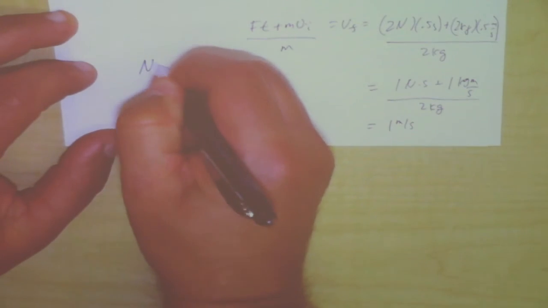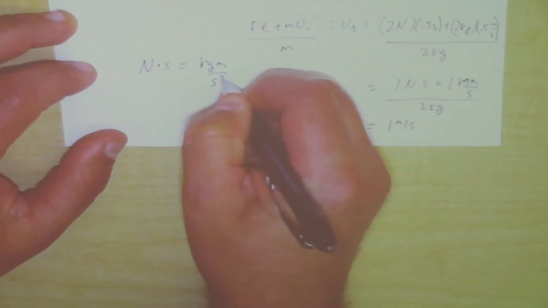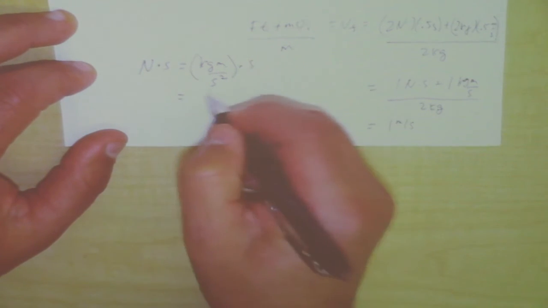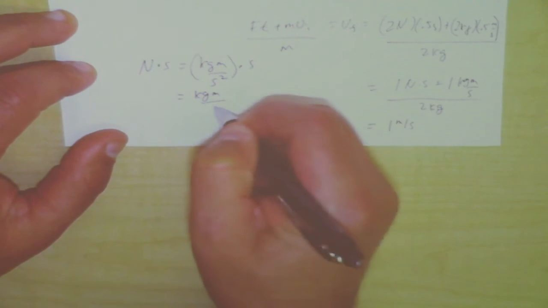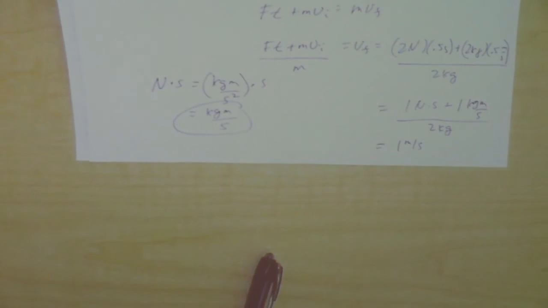So why is a Newton second the same thing? Newton times second. A Newton is a kilogram meter per second squared. That's the Newton part times a second. And then you get the same thing. Kilogram meter per second. Okay. Very good. All right, any questions on that one?